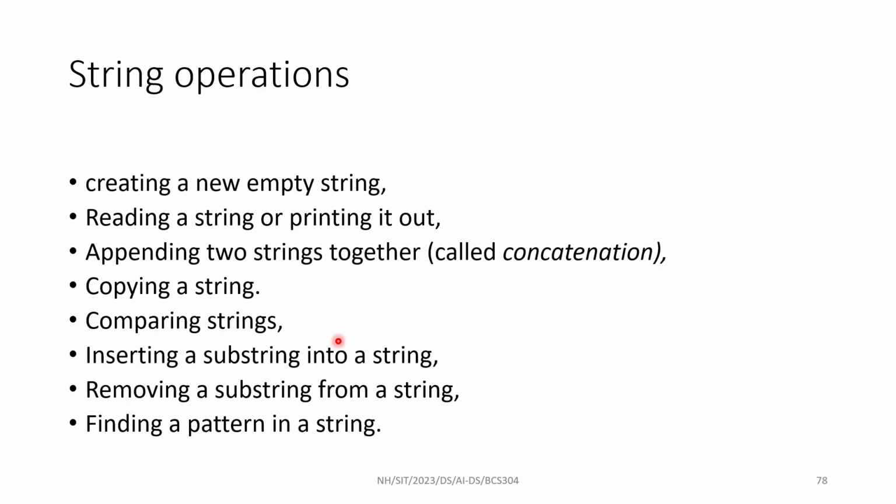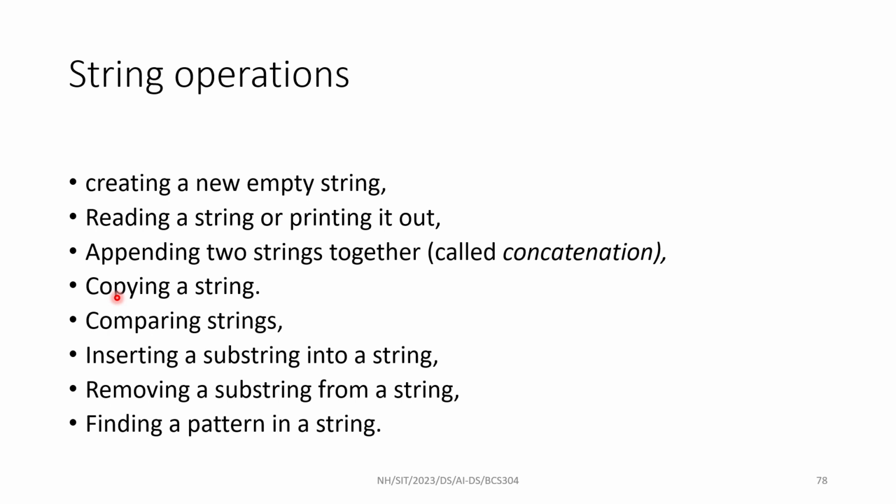What are the different operations that we can perform? One is creating a new, brand new empty string. Then we can read string data from the standard input device, or display a string onto the standard output device. So that is reading a string or printing to the output device. Or you can merge two strings. It is also called the append operation, or concatenation. Next, we can copy one string to another string.